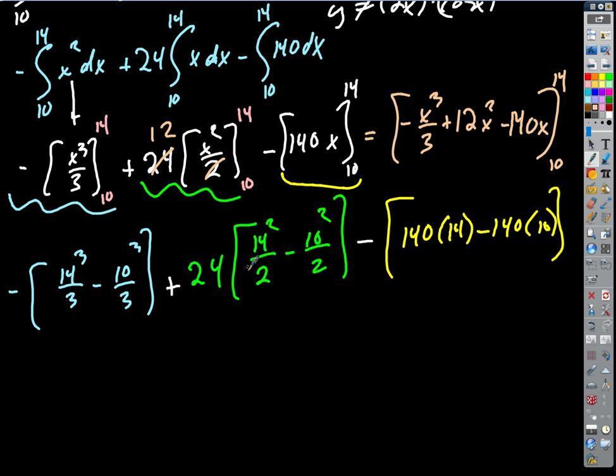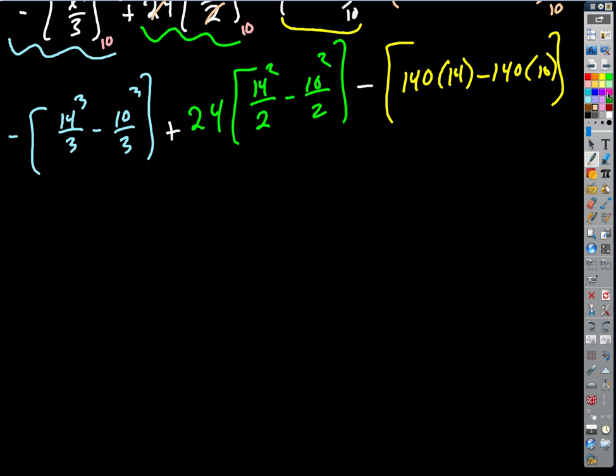So I can take this whole thing, and I can take this expression evaluated at 14 minus that expression evaluated at 10. Take your pick. Either way is going to work. Okay? Either way we do it, what do we get for an answer? Somebody jump on their calculator and tell me what we get here.